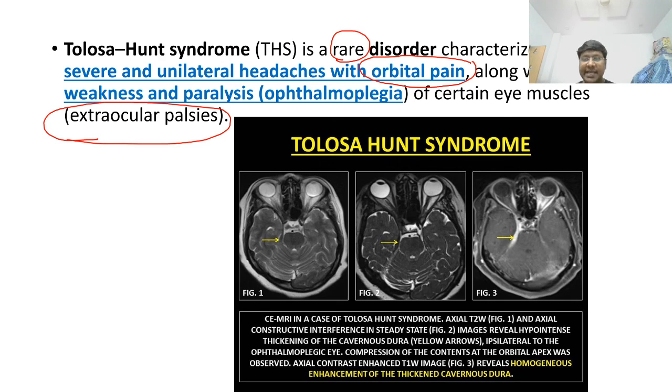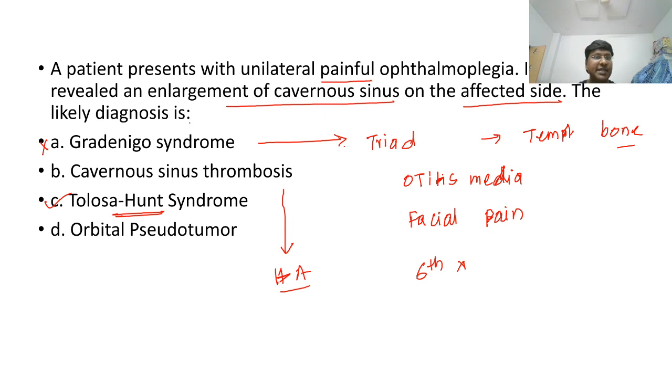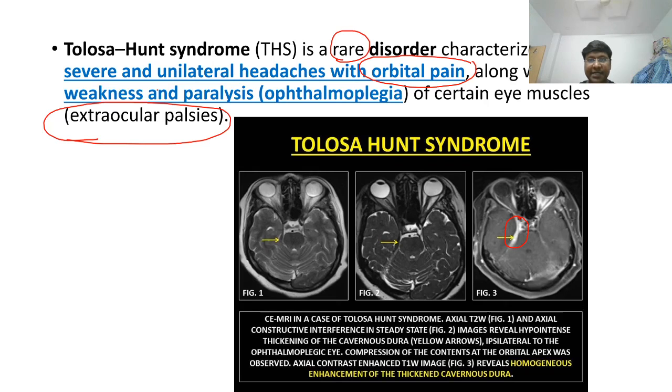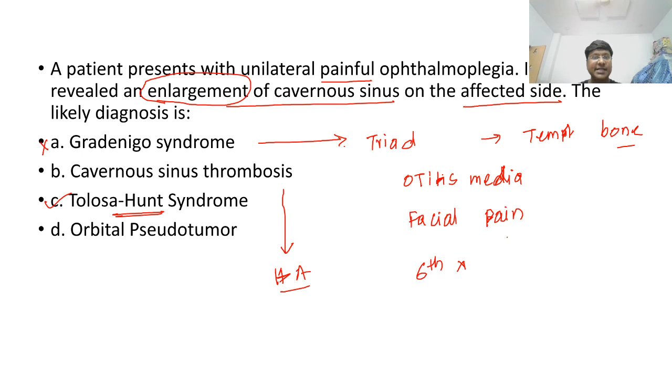And what does the MRI show? MRI will reveal enhancement of the cavernous dura. Around the cavernous sinus you have the dura mater, and this dura mater has been completely thickened. The enlargement of the cavernous sinus that he is describing is nothing but the thickening of the dura mater present around the cavernous sinus. That is an important point of the discussion, and that is why the answer is Tolosa-Hunt syndrome.